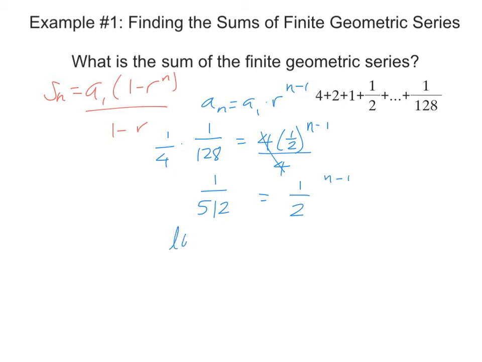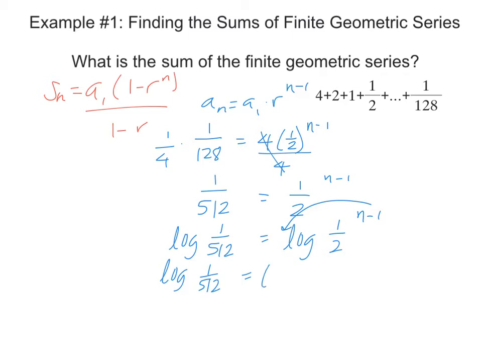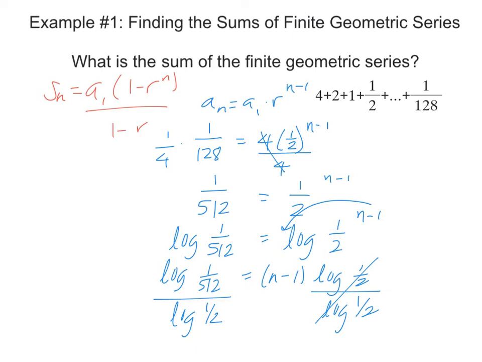Again, we'll do log of both sides. So log of 1 over 512 is equal to log of 1/2 to the n minus 1. We'll apply the n minus 1 to the front of that one. So that would be log of 1 over 512 equal to n minus 1 log of 1/2. Now we're going to divide both sides by log of 1/2. And then we're going to throw this in our calculator. So log of 1 over 512 divided by log of 1/2 is actually going to give us 9. But again, we still need to add that 1. So n is going to equal 10.